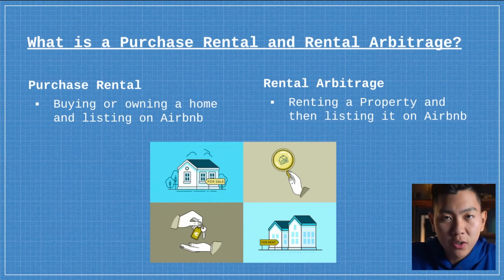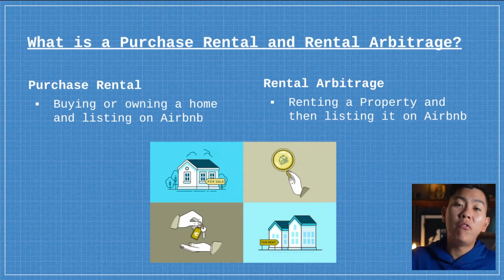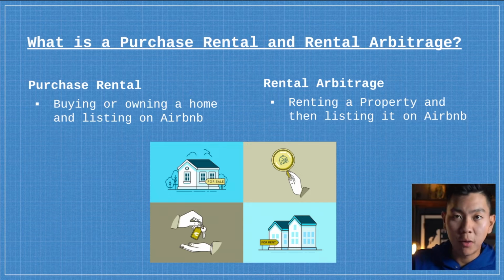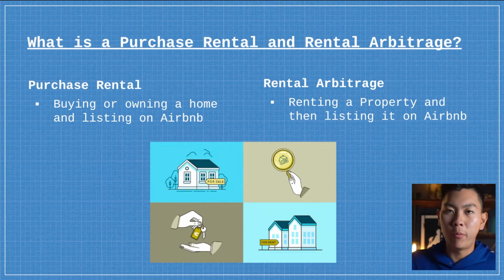So purchasing rentals is basically buying a home, or a vacation home, or your second home. It's a similar thing where you're buying and owning a home and then you're going to list it on Airbnb. That process involves going through loans and stuff like that. And rental arbitrage, on the other hand, is renting a property from someone else. It could be a tenant, a landlord, or a property management company, and then listing it on Airbnb and making cash flow from Airbnb. So those are the two main differences between purchasing rentals and rental arbitrage.